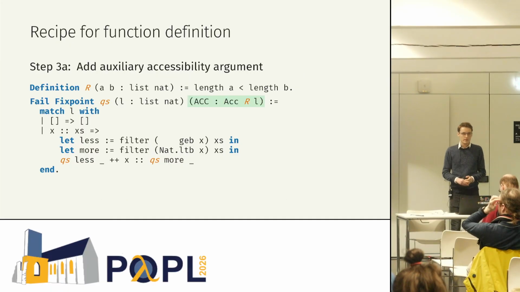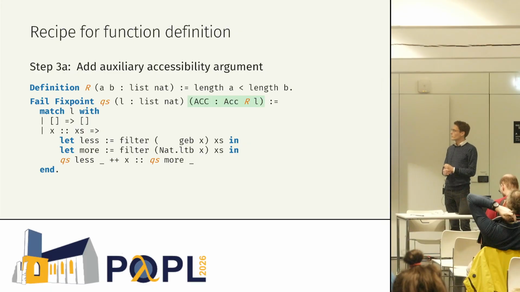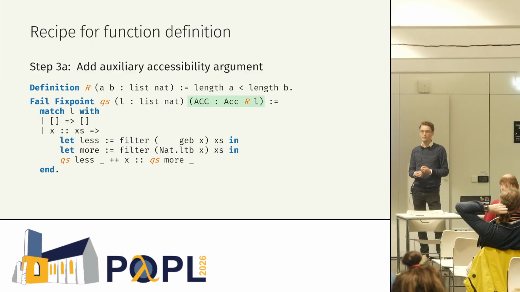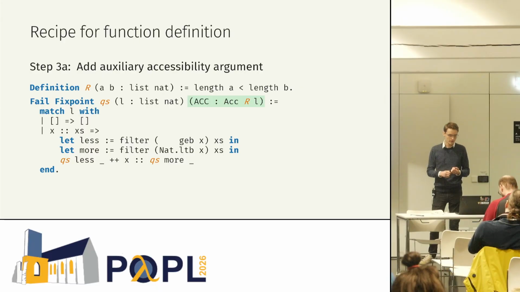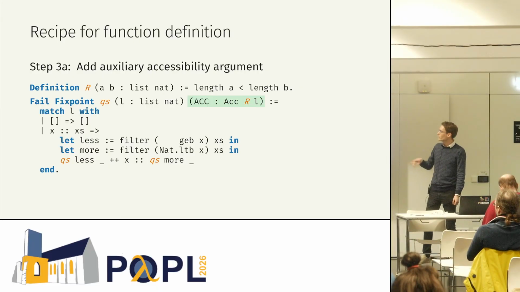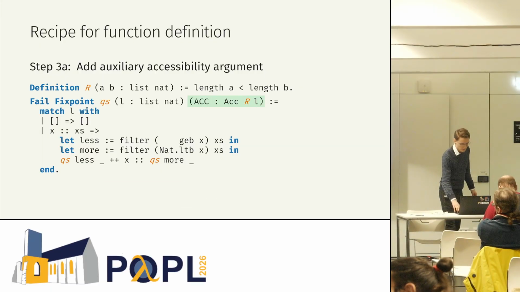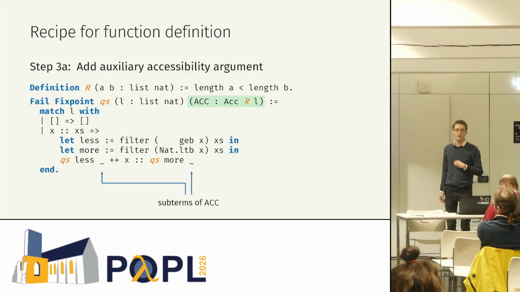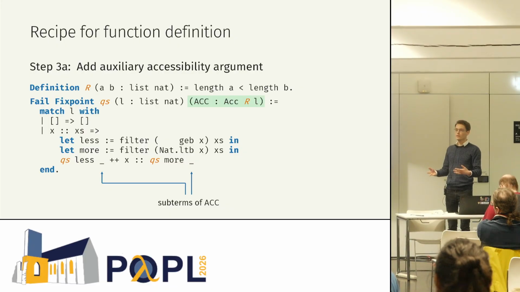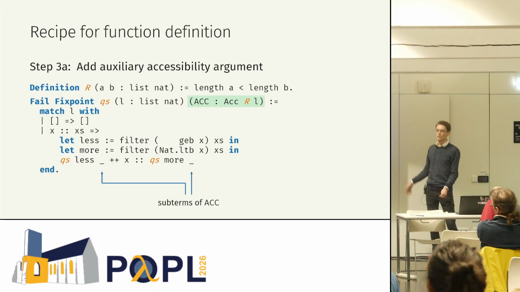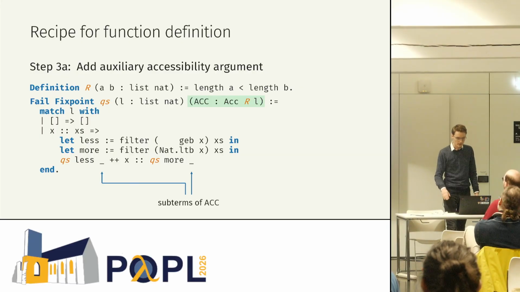Next, this is really the crucial step. We add an auxiliary argument here, which is the proof of accessibility of the list L under the relation R. And then in the recursive calls, we must also provide terms for this, of course, and they must be subterms because eventually we want this definition to be structurally recursive in Rocq.